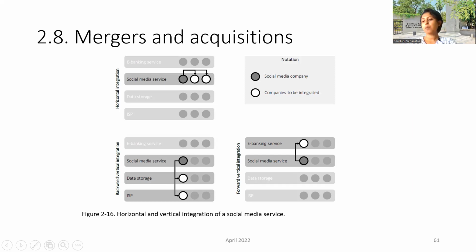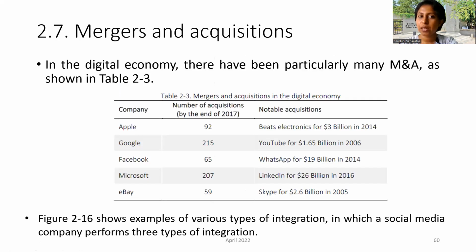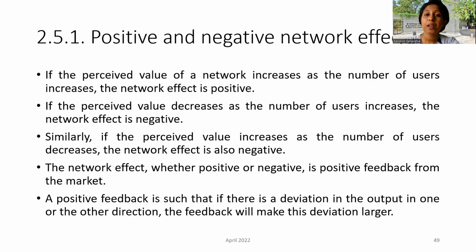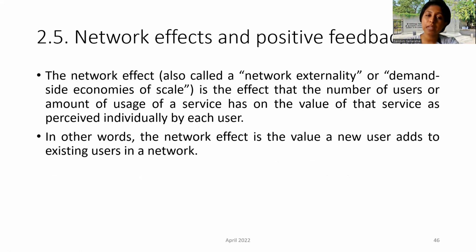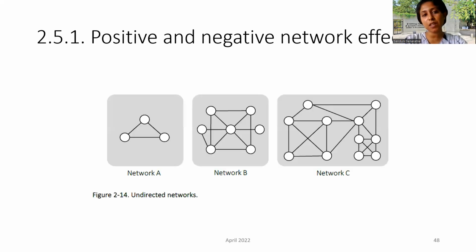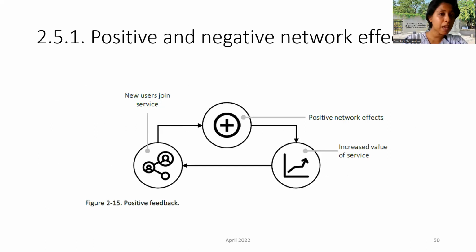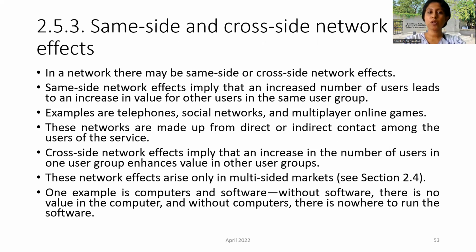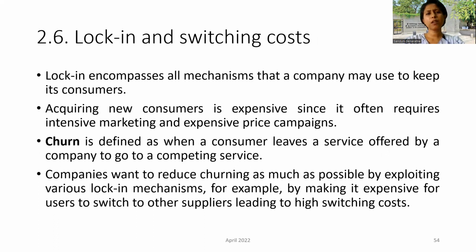So with that, we have come to the concluding point of today's section, and that also concludes chapter 2 for you. So today we talked about several new areas. We talked about positive network effects and positive feedback, right? Under that, we talked about positive and negative network effects. We talked about positive feedback. We talked about direct and indirect network effects. Then we moved on to talk about same side and cross side network effects. And also we moved on to a new area, lock-in and switching costs.